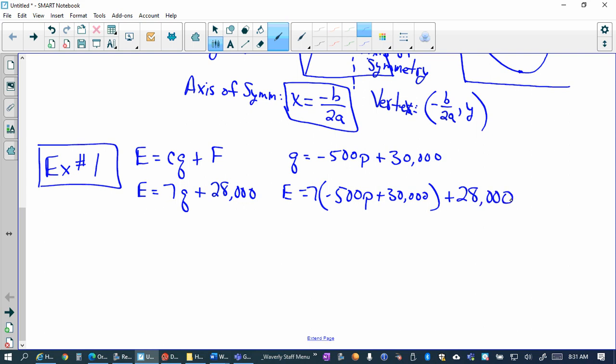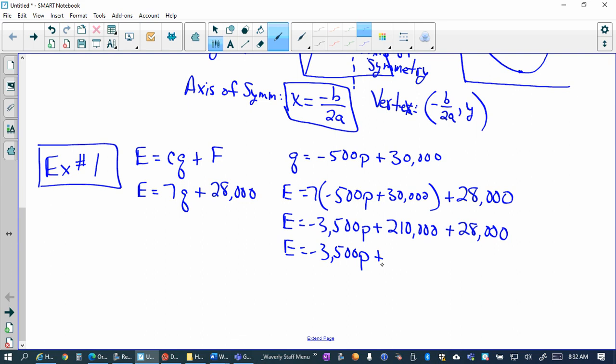Right? Now we just distribute through and simplify the thing. So we have a negative 3,500 P, plus 7 times 30, 210,000, right? Plus 28,000. Just distribute it through, and now we just combine those like terms at the end, right? So we get expenses equals negative 3,500 P plus 210, 228, what's that, 238,000?